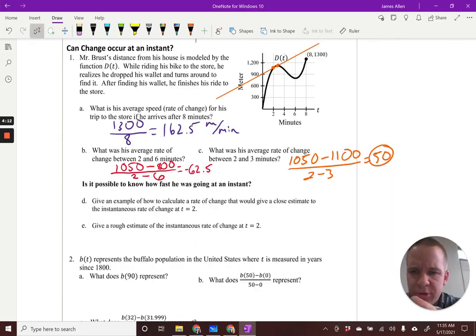So here's an interesting question. Is it possible to know how fast he was going at an instant? Okay, so like at that exact split second of time, in this next part here it says at time equals 2. So at 2 minutes, exactly how fast was he going? Can we tell from this graph?